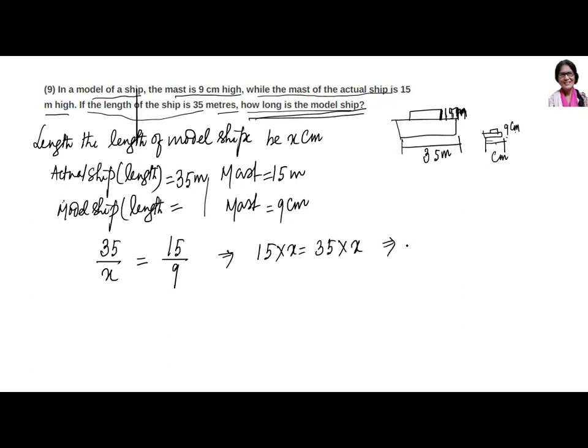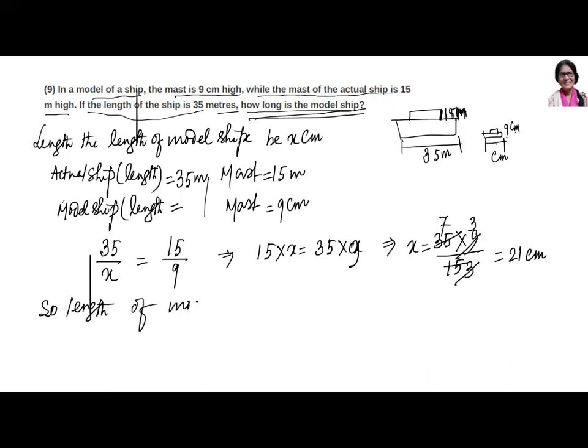or x is equal to 35 into 9, sorry. x is equal to 35 multiplied by 9 upon 15. Then cancel 15, 35: 5 7 times, 5 3 times, cancel 3 times. So this will be 21 centimeter. So the length of the model shape is 21 centimeter. I should write x here.